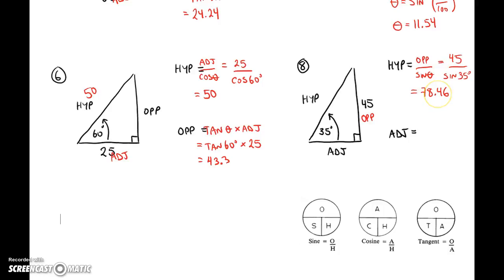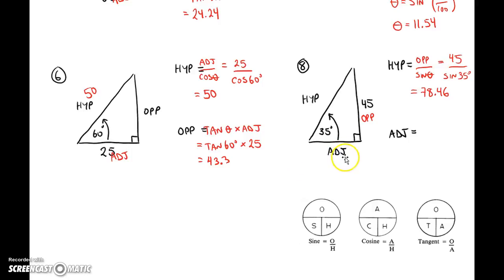The beauty of trig is that you can always go back and double check your values, right? When we found the hypotenuse to be 50, adjacent to be 25, and the opposite to be 43.3, then we can use 25 squared plus 43.3 squared square root to find a value of 50. You can always go back and double check all of your answers here.